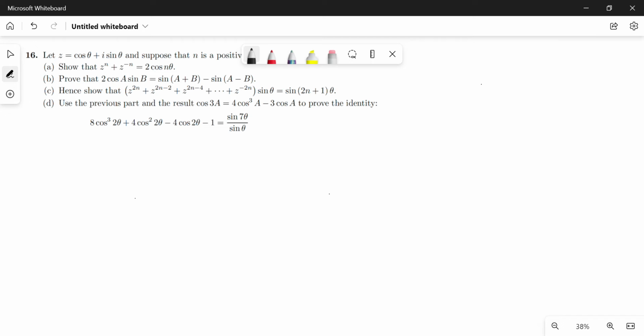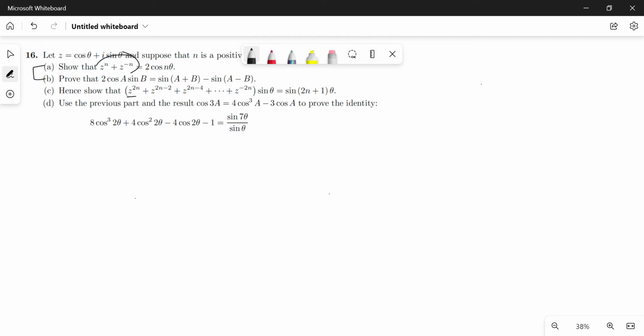So part C now, hence show that. So we really needed these two things to hence show that. So let's have a little look here. It does have n's and z to the power of n, so I'd probably be looking at A first and seeing if I can find partners like A has.